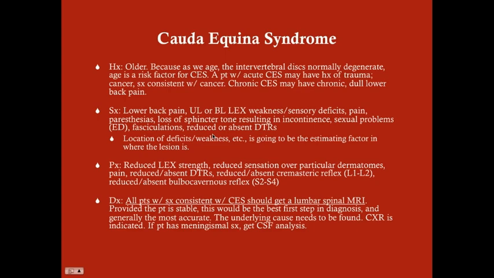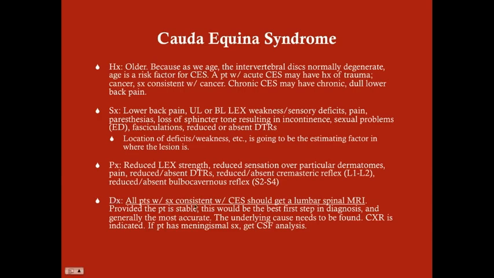And this is all going to depend on where exactly the compression is, if it's due to an intervertebral disc compression. On physical exam, you'll have reduced lower extremity strength. You'll have reduced sensation over particular dermatomes. Again, this is all dependent on where exactly the pathology is on the Cauda equina. You can have reduced or absent deep tendon reflexes, reduced or absent cremasteric reflexes, or reduced or absent bulbocavernosus reflex. Sorry, my pronunciation is just terrible tonight.